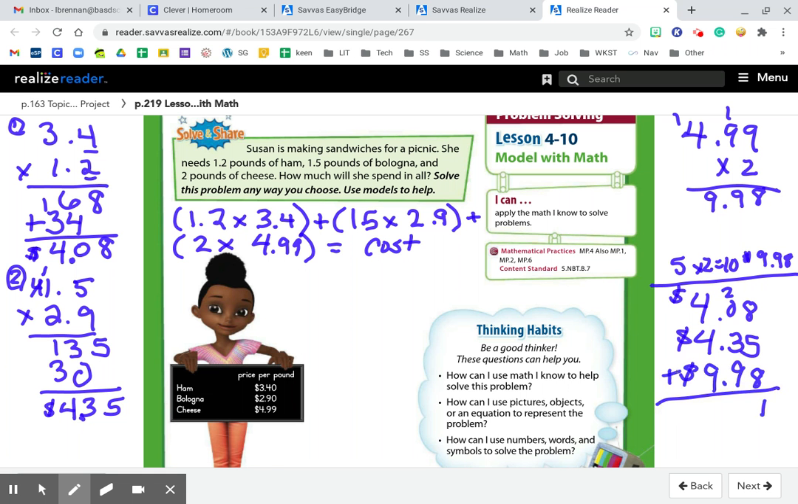I'm adding. 9 plus 3 plus 2, or 9 plus 5, is 14. Carry the 1. 9 plus 1 is 10. Notice how I'm regrouping that. And 4 plus 4 is 8, so 10 plus 8 is 18. So my final value is $18.41. So my cost is $18.41. You can also draw a diagram here if you wanted to.